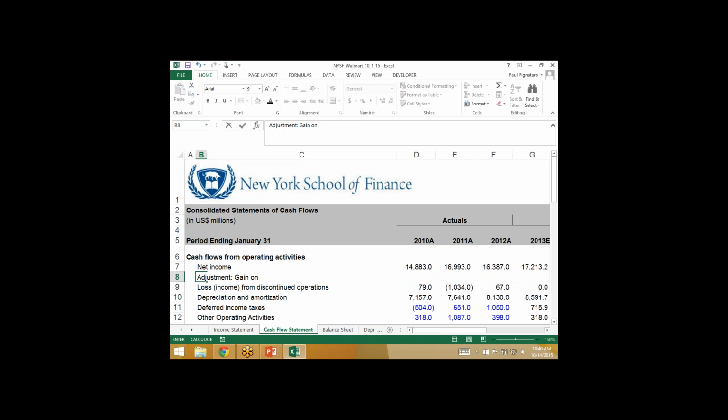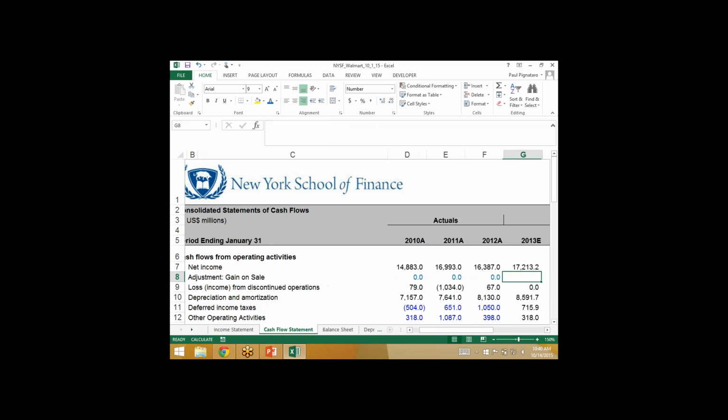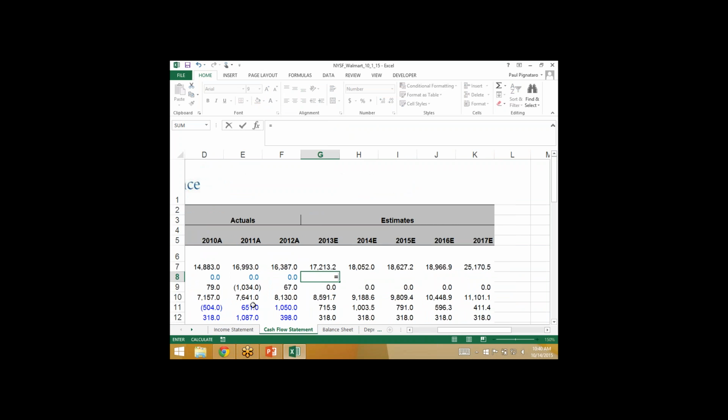Now I want to add a line in the operating activities for adjustment, gain on sale. And it's going to be 0 hard-coded. That didn't exist back then. Or I guess, you know what, I'm going to link it every year. I could gross it up, or this is one, there's a couple ways to do it. I'm going to hard code it. And I'm just going to link this in from, where does it come from?